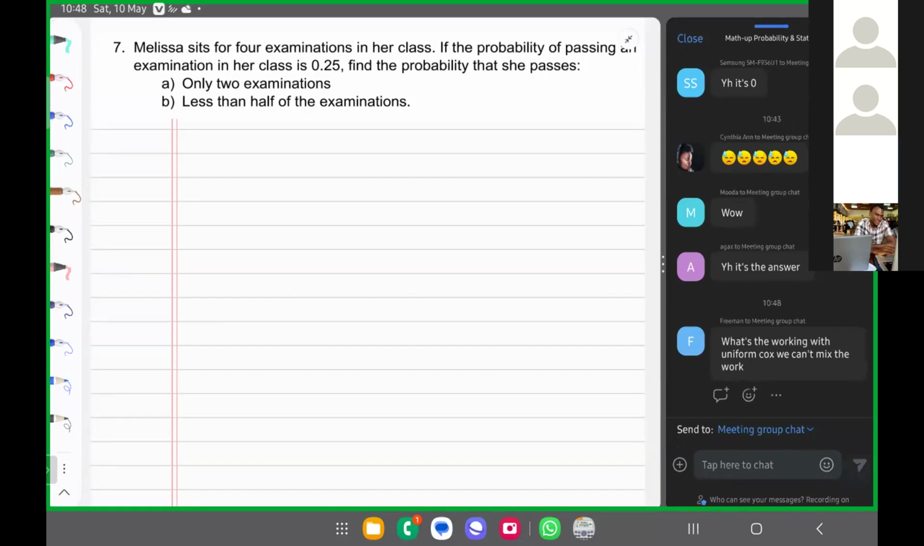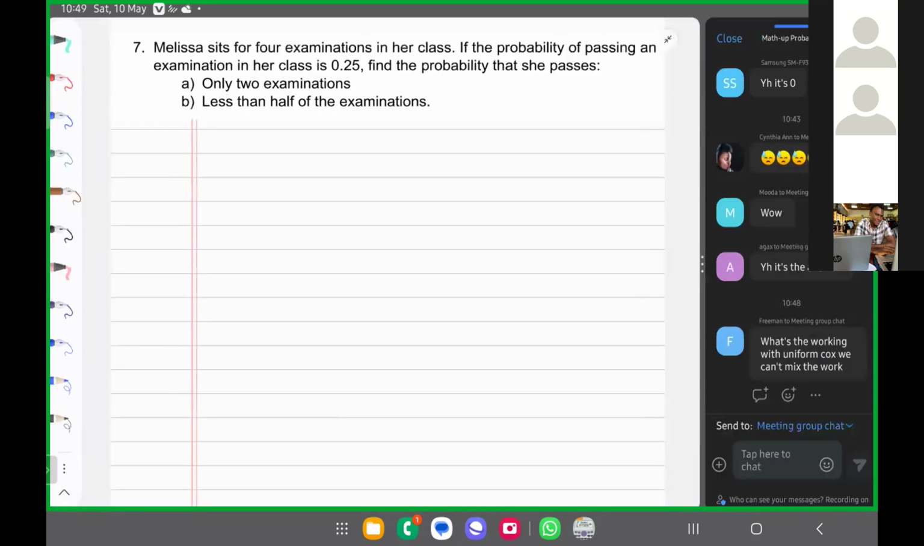Good morning, guys. We shall move to the next question, which is number 7. And it reads, Melissa sits for 4 examinations in her class. If the probability of passing an examination in her class is 0.25, find the probability that she passes. I hope you guys are seeing my screen.